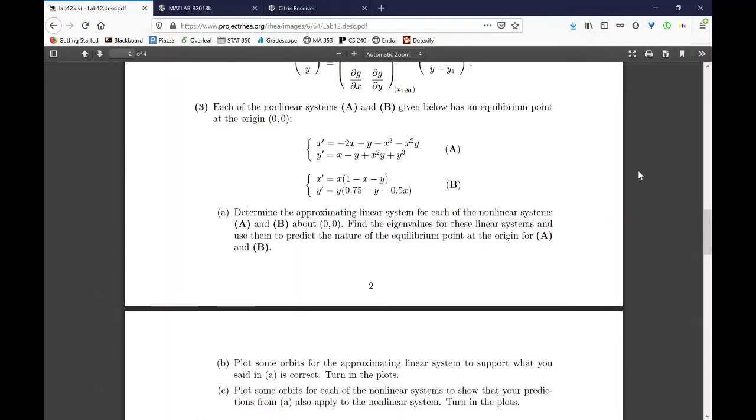Alright guys, so for question 3, each of the nonlinear systems given below has an equilibrium point at the origin, 0, 0. And for part A, determine the approximating linear system for each of the nonlinear systems about 0, 0. Find the eigenvalues for these linear systems and use them to predict the nature of the equilibrium point at the origin for A and B. Okay, so what I'm going to do is do it for equations A, and that should give you enough of an outline to do B by yourself.